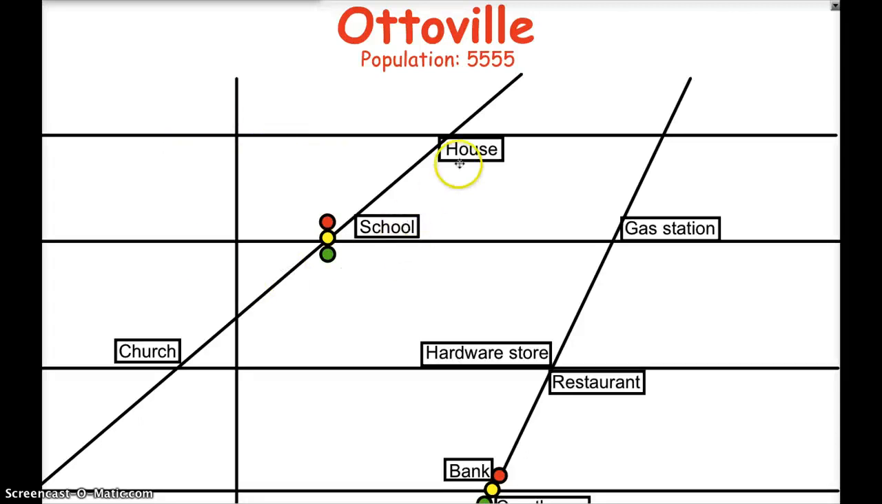Each of these buildings are going to have a specific place that they need to be put in. So the hardware store and the restaurant are vertical angles. They are across from each other. So I will give you two buildings and tell you where they need to be. You just need to make sure you put them in the proper location.